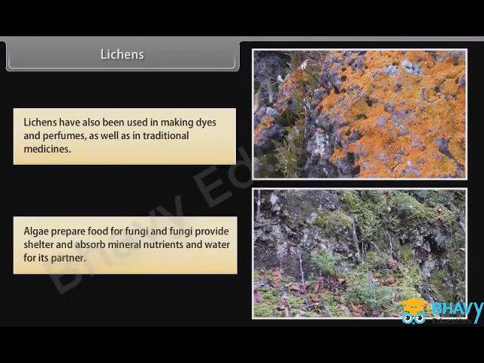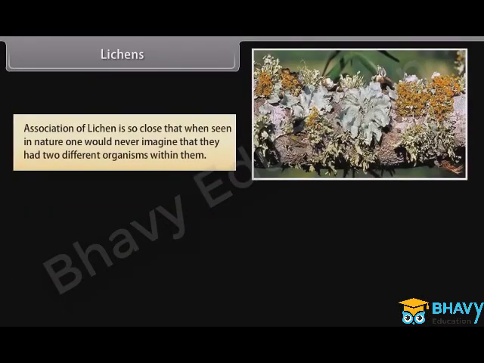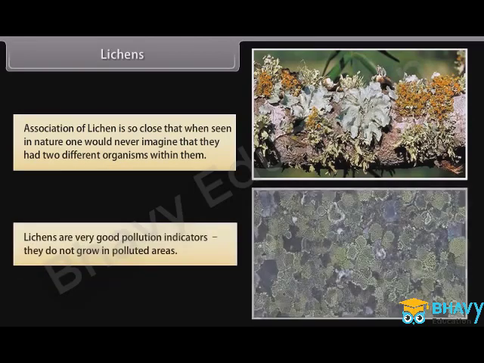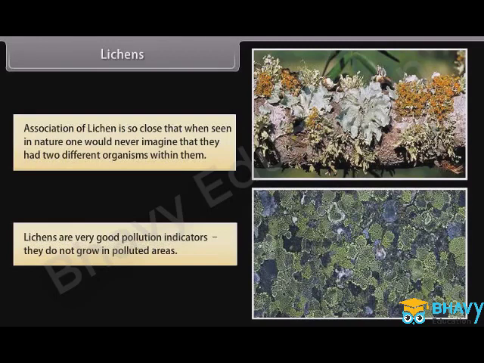Algae prepare food for fungi, and fungi provide shelter and absorb mineral nutrients and water for their partner. The association of lichen is so close that when seen in nature, one would never imagine that they had two different organisms within them. Lichens are very good pollution indicators. They do not grow in polluted areas.